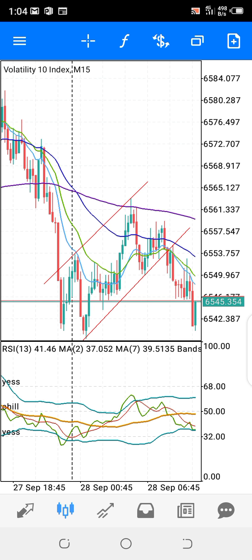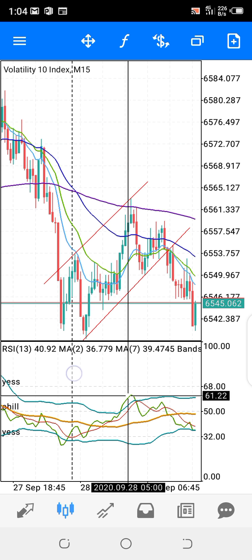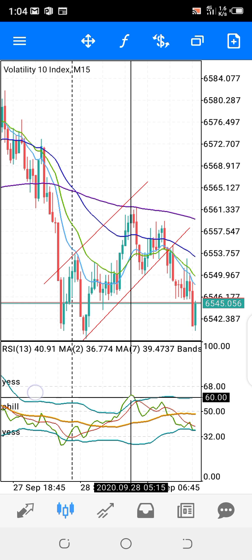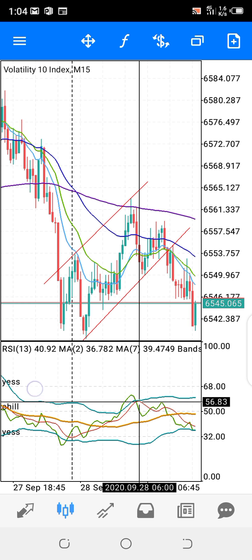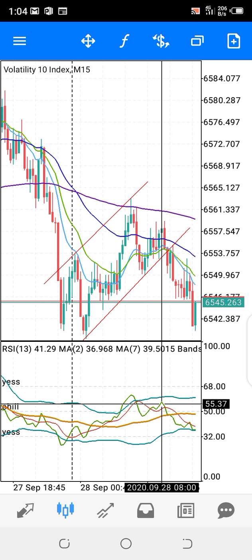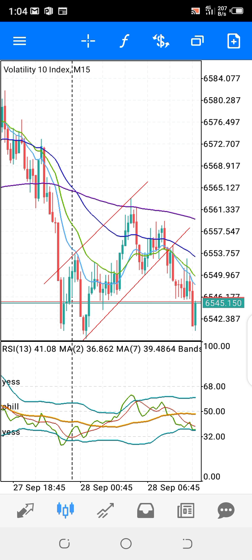Also, for a flag to be a correct flag, we need to have a shark fin on the TDI. The shark fin will be our first leg, then our second leg, and during our second leg is where we start expecting the flag to break our, in this case, support level.